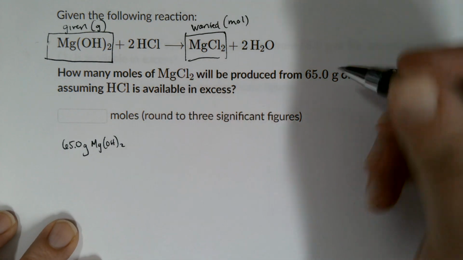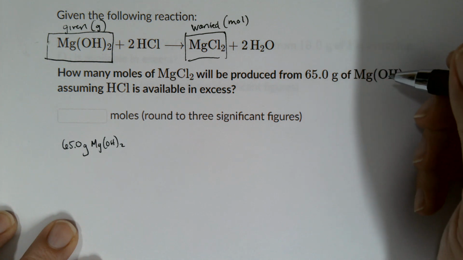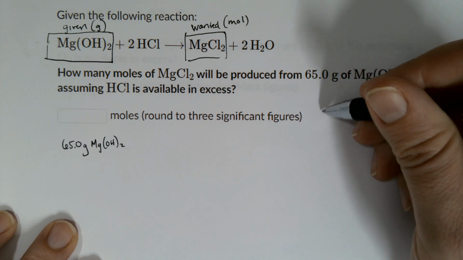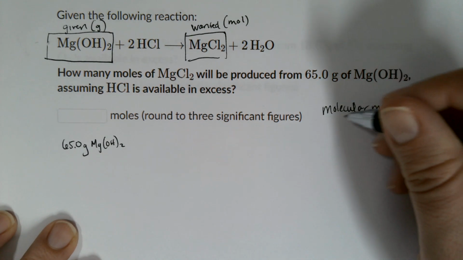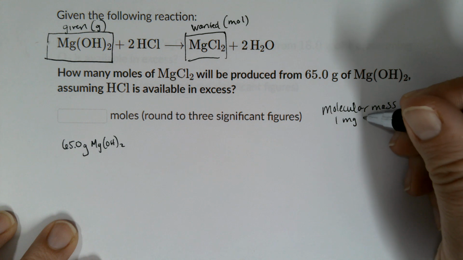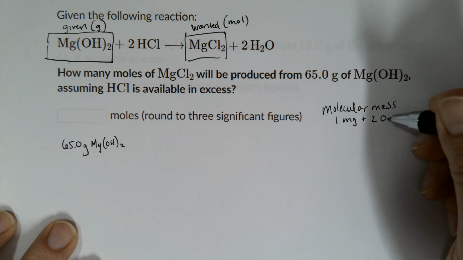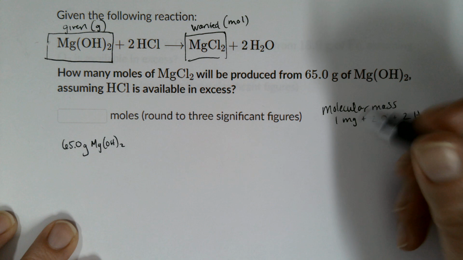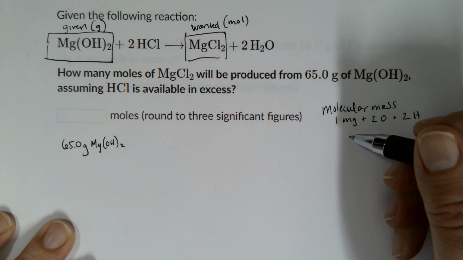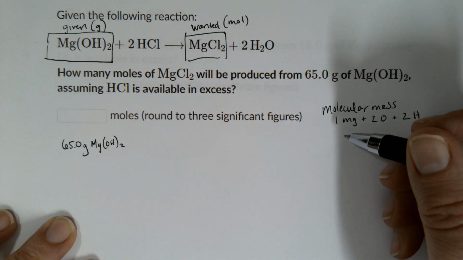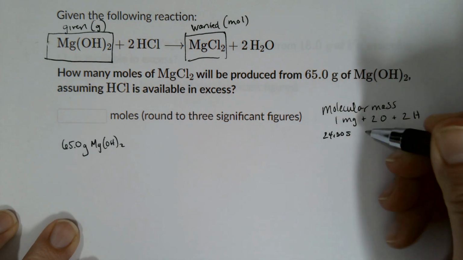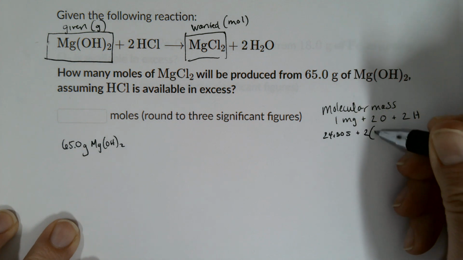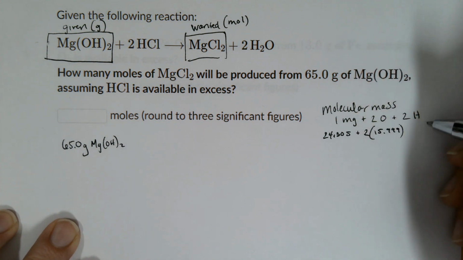Now the first thing we have to do is convert that to moles, and to do that we need the molecular mass of Mg(OH)2. So molecular mass will be 1 Mg plus 2 O's plus 2 H's. I'm going to write these out. These numbers come directly from the periodic table. Magnesium is 24.305. 2 oxygen, that's 2 times 15.999 plus 2 times 1.008.